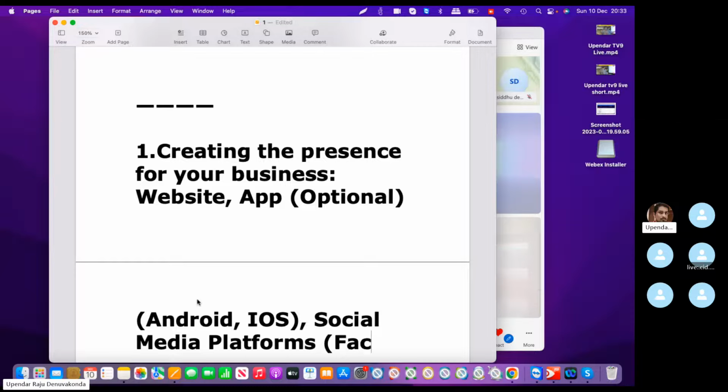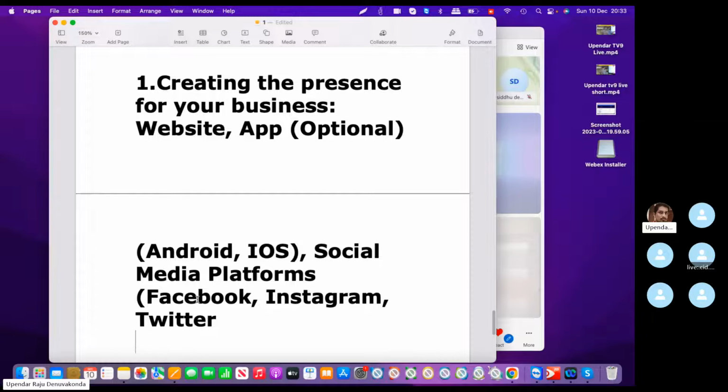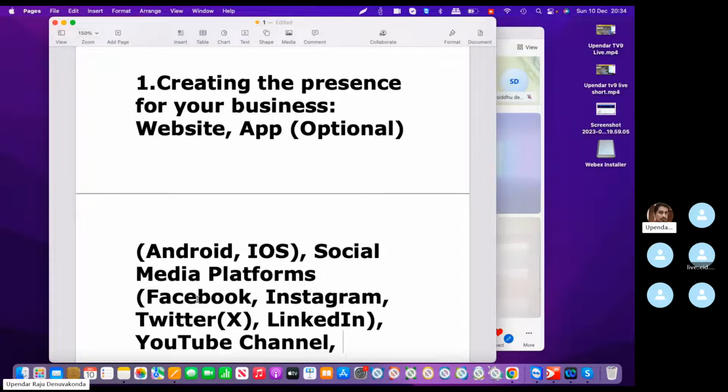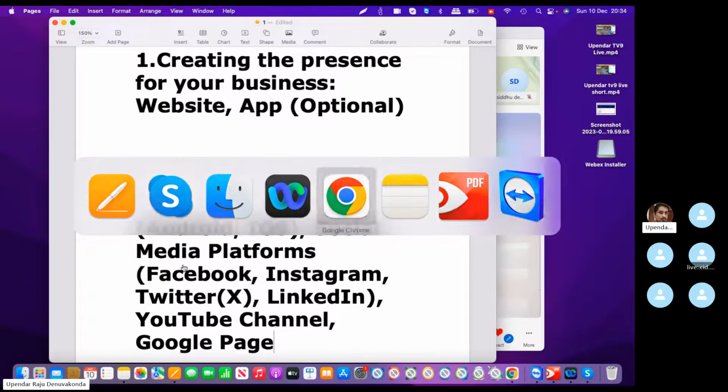Whenever I talk about social media platforms, you know about them: Facebook, Instagram, Twitter and LinkedIn. Apart from that, I prefer you create a YouTube channel. A lot of people on YouTube are looking for services, reviews and products. And you should have a Google page. Anybody looking for directions to your business will simply go to Google Maps. So this Google page is most important.